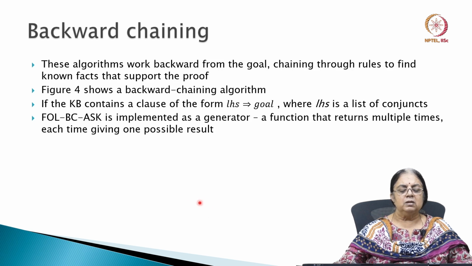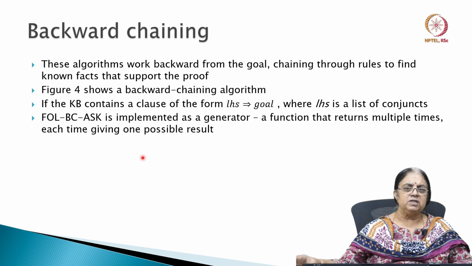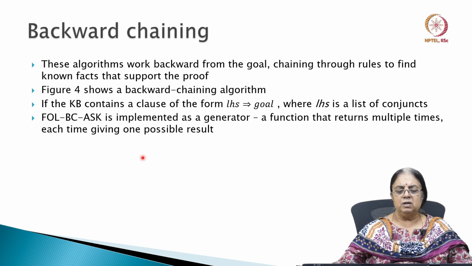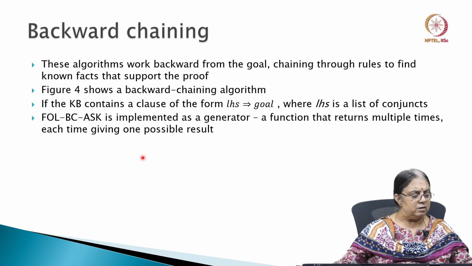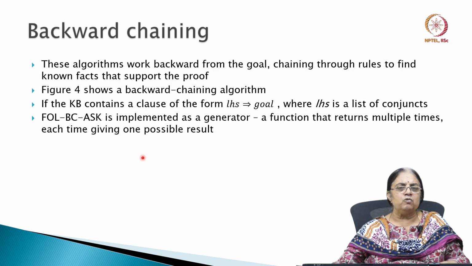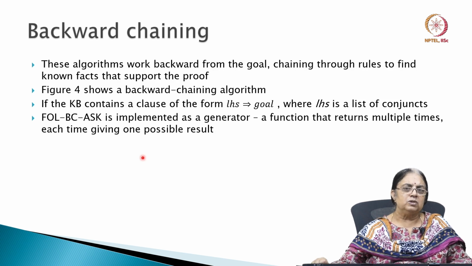So that is forward chaining. We have seen forward chaining up to now. Now let us look at backward chaining. In backward chaining, you go backward from the goal. When you are trying to prove a goal, you find that goal on the right side of a rule.